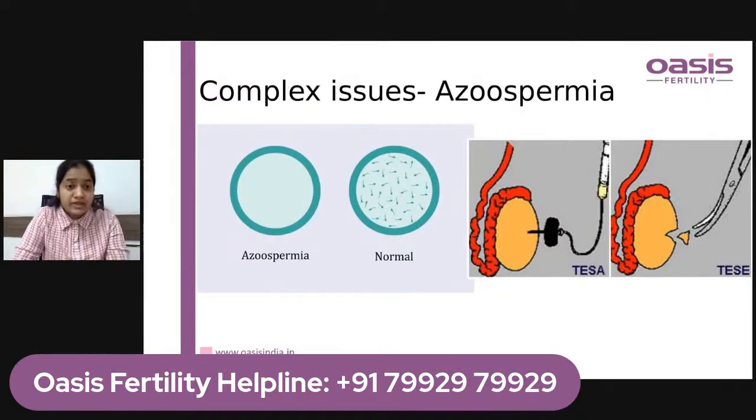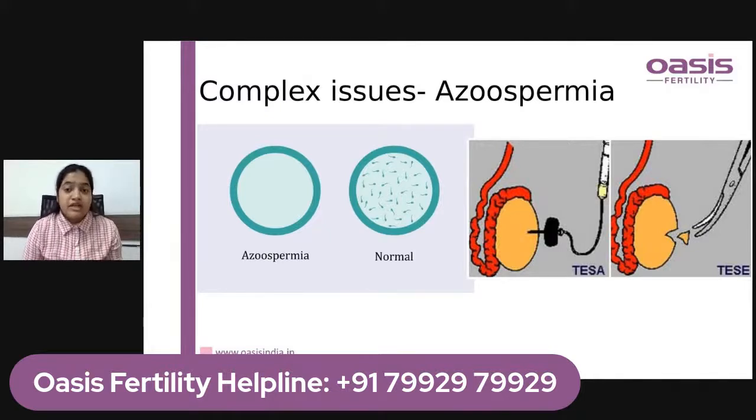So this is how azoospermia looks when there are no sperms at all. So what can be done in this patient? According to the various types of azoospermia that we have discussed, whether it is pre-testicular, testicular, or post-testicular, we advise the patient that either we can go for TISA, or we need to do TESE, that is micro TESE, that is testicular sperm extraction.